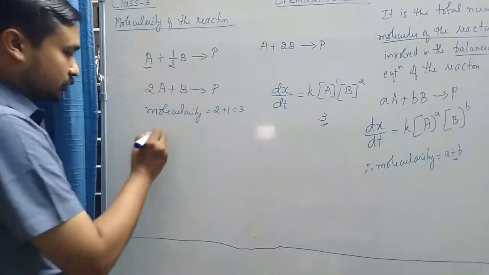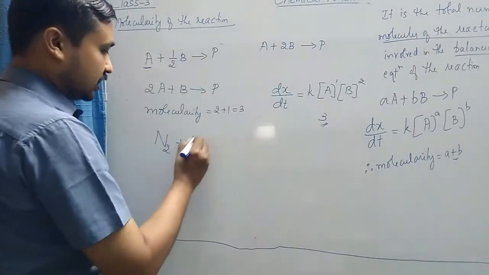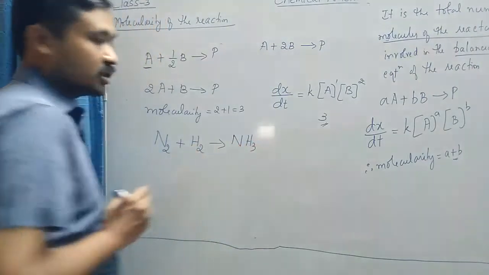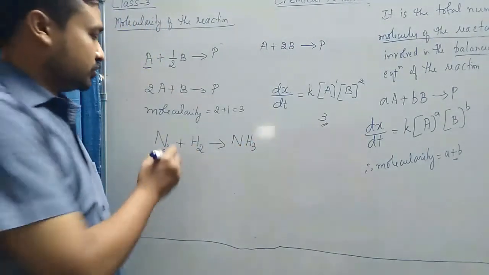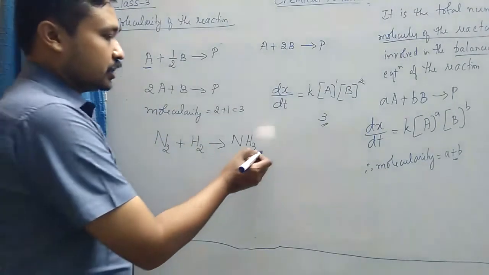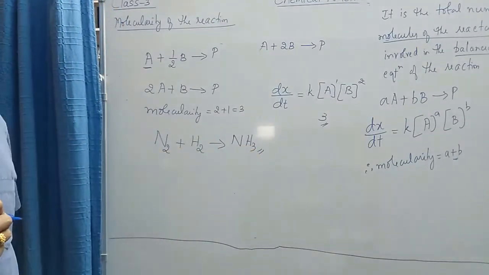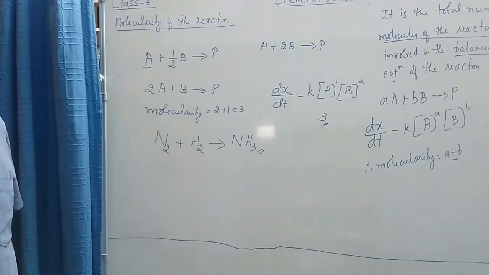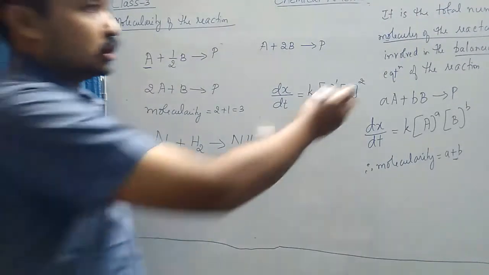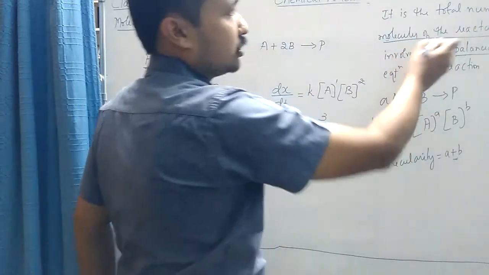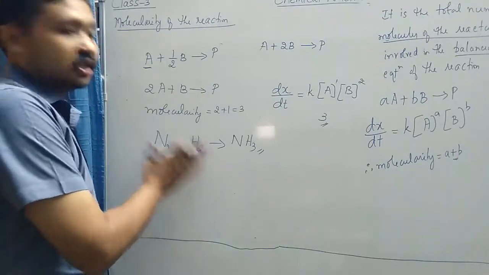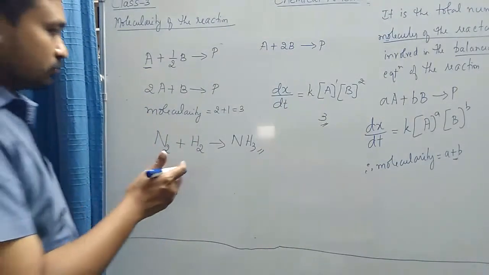Let me give you one more example. N2 plus H2 giving NH3, that is production of ammonia by using nitrogen and hydrogen. Again, remember, when you are calculating the molecularity of the reaction, it is very important to note whether the reaction is balanced or not, because molecularity of the reaction is nothing but the total number of molecules involved in the balanced chemical equation. But this equation is not balanced, so we have to balance this equation.